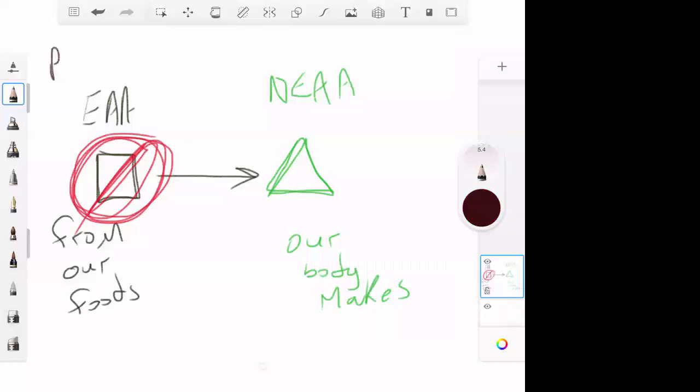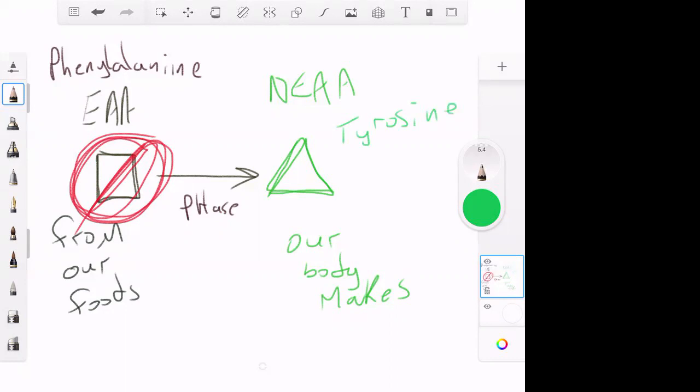So if this essential amino acid was the amino acid called phenylalanine, and there is an essential amino acid called phenylalanine that we get in from our diet, and we convert that using an enzyme called phenylalanine hydroxylase to this amino acid called tyrosine. Tyrosine is a non-essential amino acid because our body creates it. However, if for some reason we can't take this phenylalanine and convert it because we are missing this enzyme, if this enzyme is missing, then this conversion doesn't happen, which means the phenylalanine will actually accumulate.